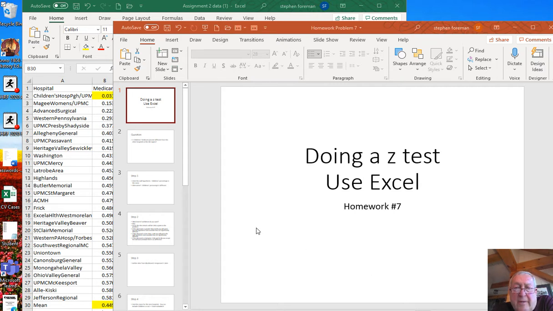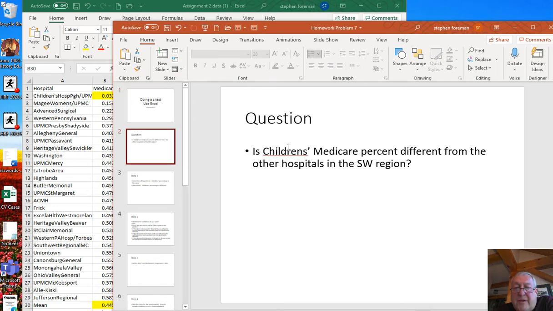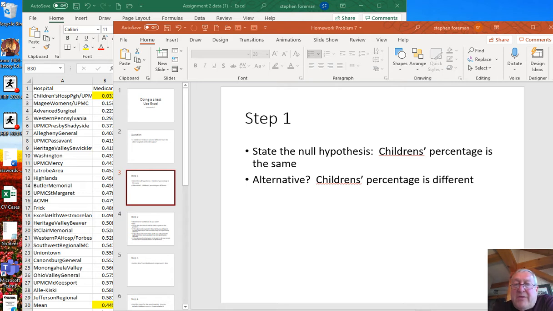So here's how we do that. We're going to do a z-test using Excel. First we look at the research question: is children's Medicare percent different from the other hospitals in the region? In step 1, we state the null hypothesis. And remember, we always do it in the inverse. So we're going to postulate that children's percentage is the same as the other hospitals in the region. This means our alternative hypothesis will be that children's percentage is different, statistically.